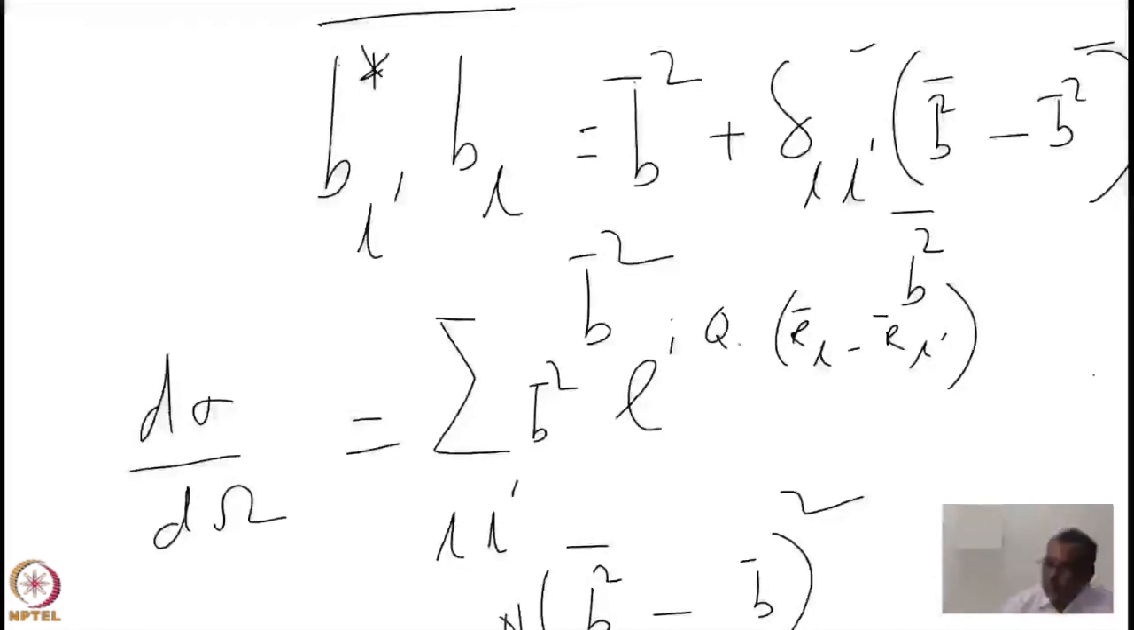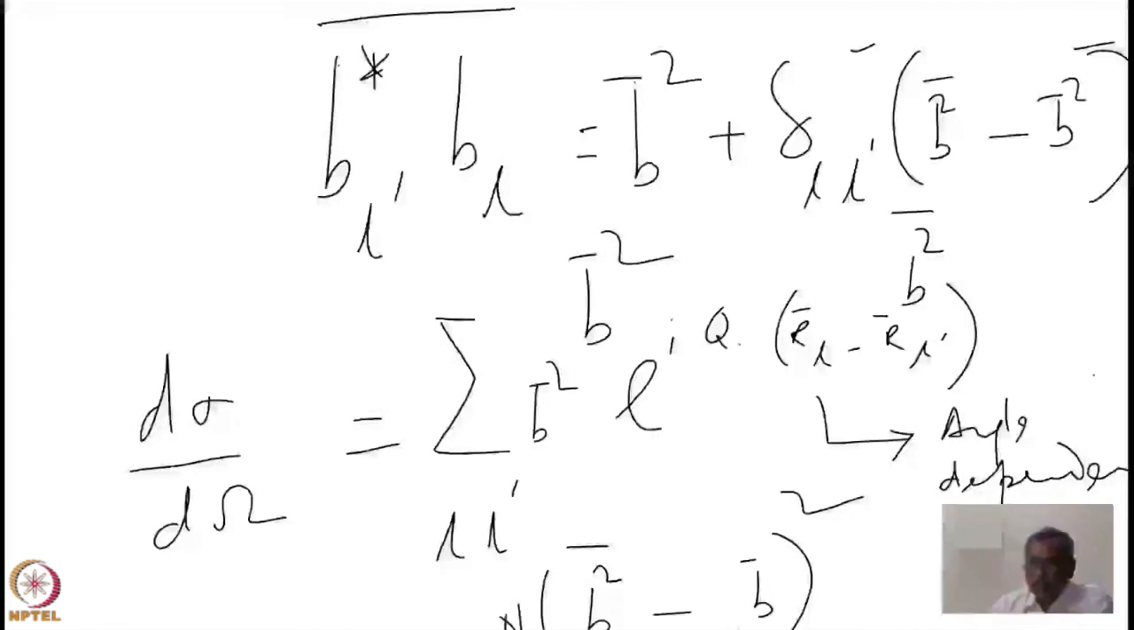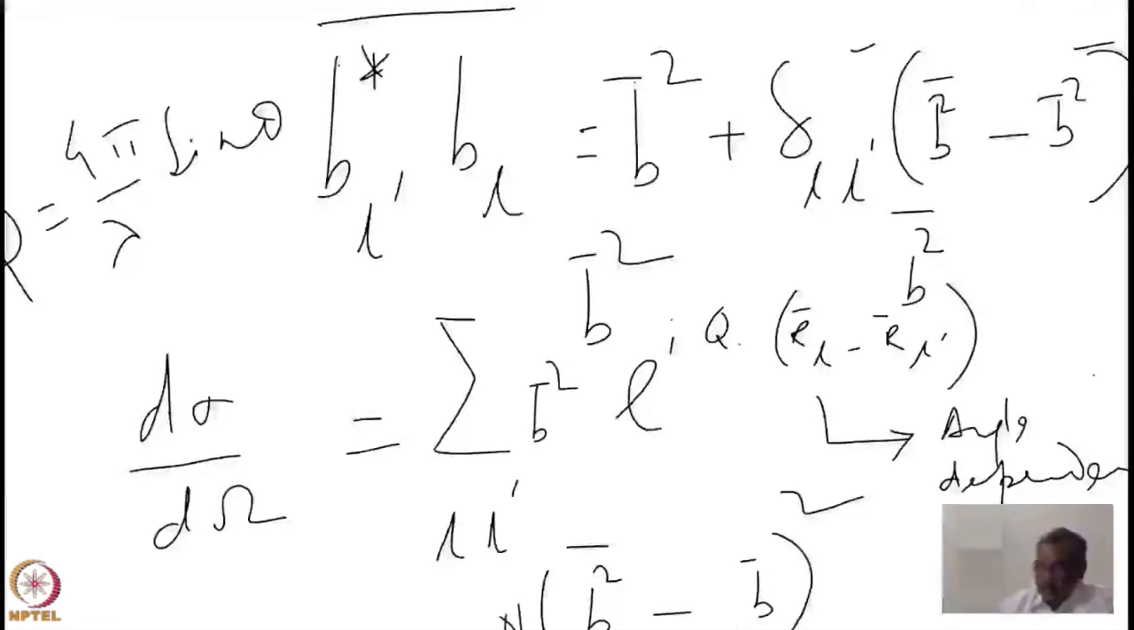Now please note that q dot R L minus R L prime, where R L minus R L prime is the distance between the L and L prime sites, and q is the transfer vector. This has got an angle dependence. And look at this term. This doesn't have any angle dependence because there is no q, which is 4 pi by lambda sine theta. Q has a magnitude, and the direction is dictating the value of q dot R L minus R L prime. This has angle dependence, and this does not have any angle dependence. So this is the term, B average, which dictates diffraction. And this term does not have any angle dependence. This acts as a background.